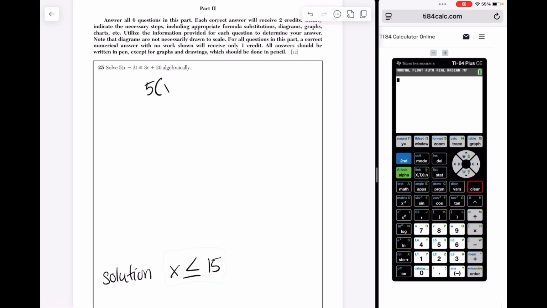So I'm starting off with 5x minus 2. I put in just my formula. I'm going to start by distributing.